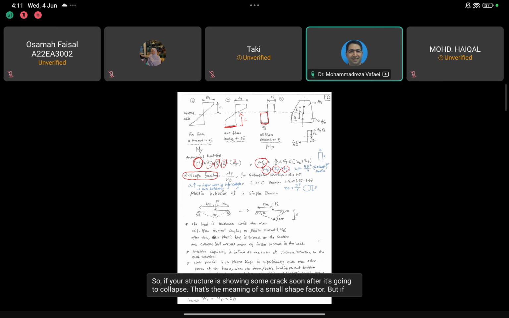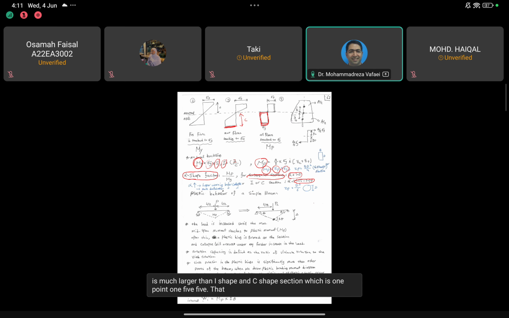That's the meaning of a small shape factor. But if you have a large shape factor, in that case, from the moment that you see a crack inside the structure until the time that the structure comes to its large deflection and collapse, there is a large gap. So people can easily evacuate the building before it completely collapses. For your information, the rectangular section has a shape factor of 1.5, which is much larger than the I shape and C shape sections, which is 1.155.